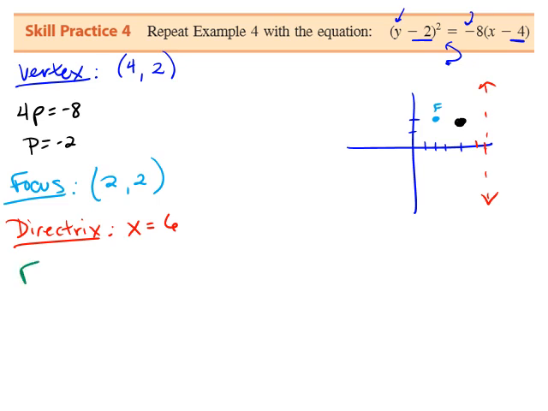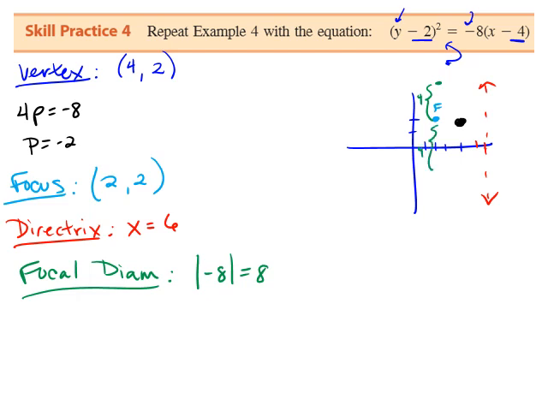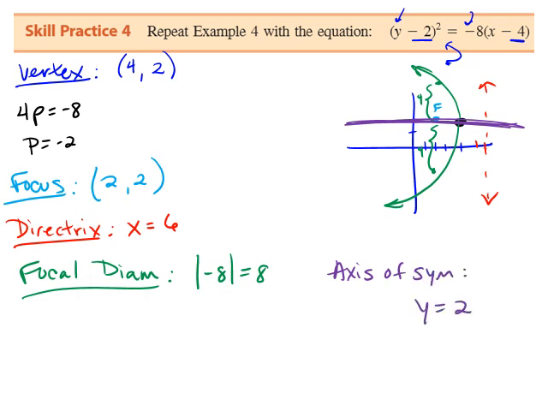Then my focal diameter is the absolute value of -8, or 8. So from my focus, I'll go up 4 units and down 4 units and see this shape here. Here, my axis of symmetry cuts this in half. So my axis of symmetry will be y equals 2.